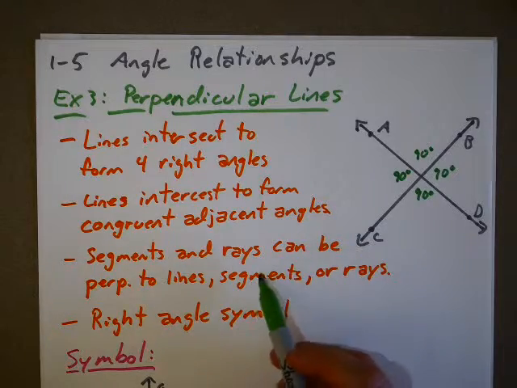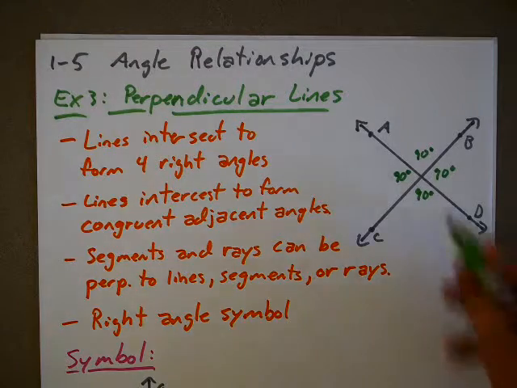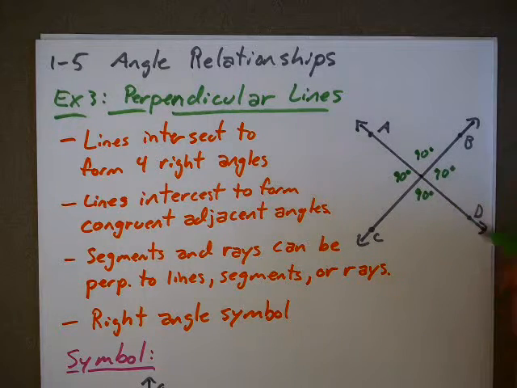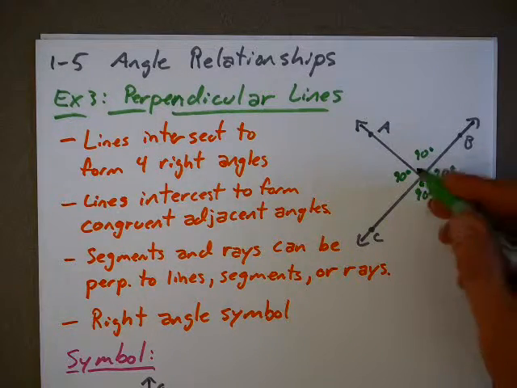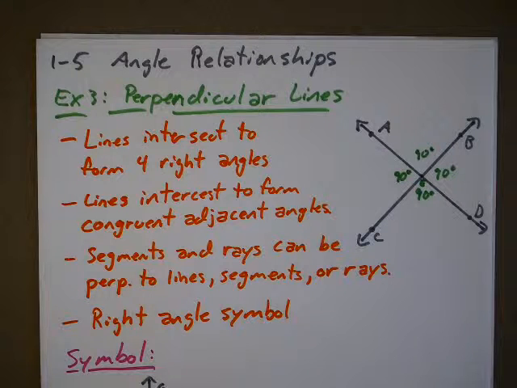The intersecting lines form adjacent angles. So notice that we have a vertex, let's call that E. So AEB and BED are adjacent. They share a side and they share a vertex. And just something you should know: segments and rays can be perpendicular to lines, segments, or rays. So you don't need just lines; they can be rays or even segments.